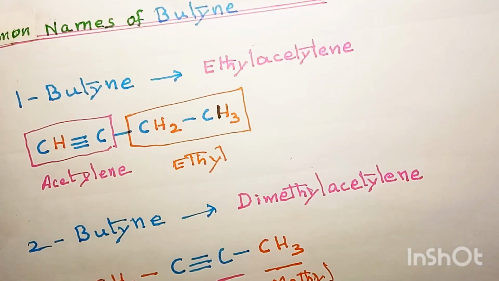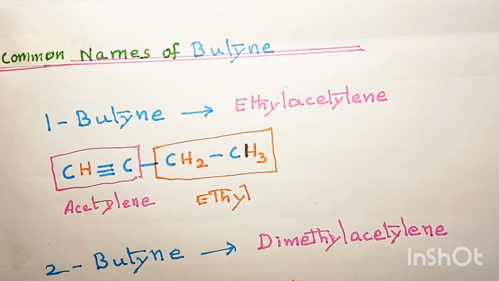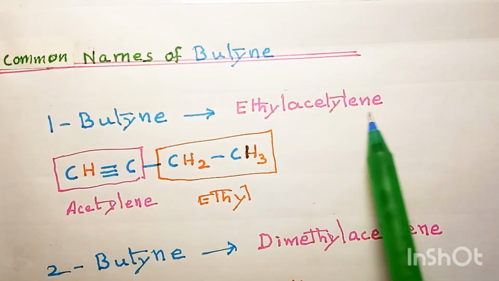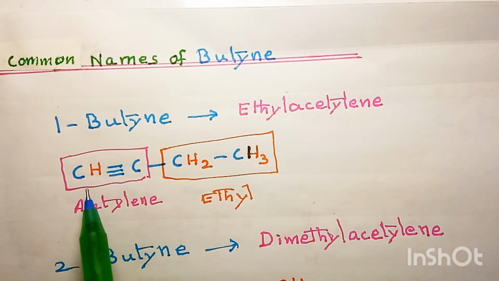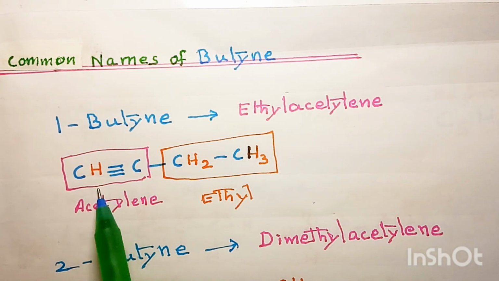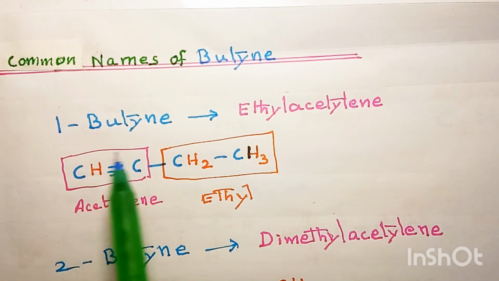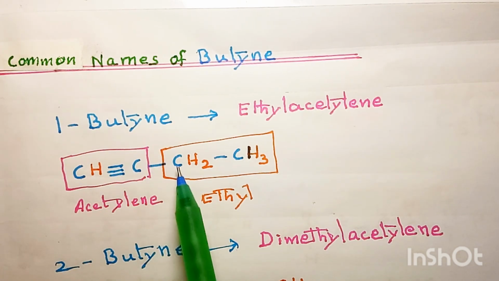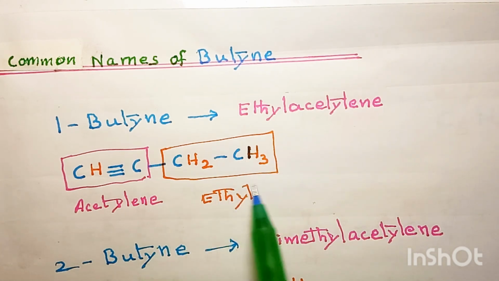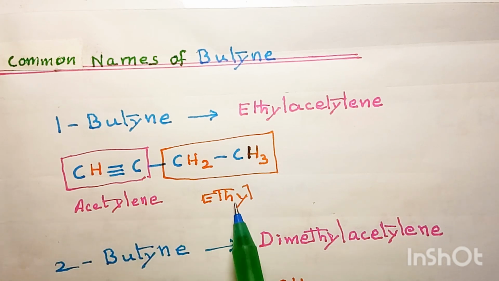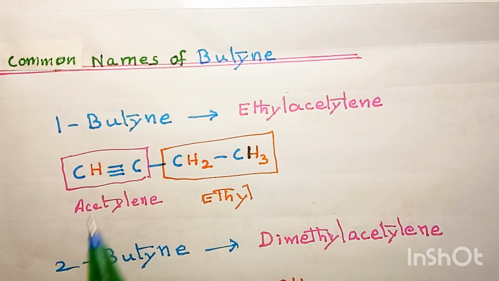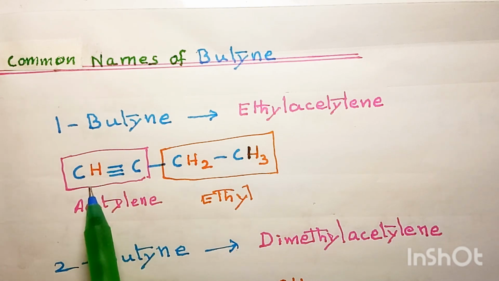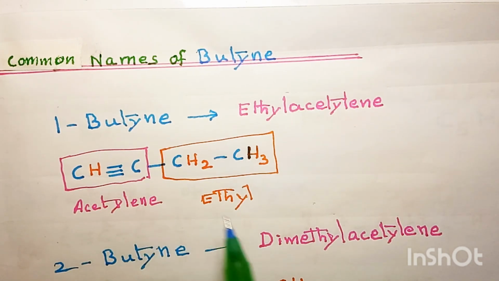Now, the common name of butyne. 1-butyne is called ethyl acetylene. This is the condensed form of 1-butyne. There is a triple bond between first carbon and second carbon. This part is called acetylene. The second part, CH2 CH3, is called the ethyl part. So it is called ethyl acetylene. This is one common name of butyne. Ethyl acetylene. Okay.